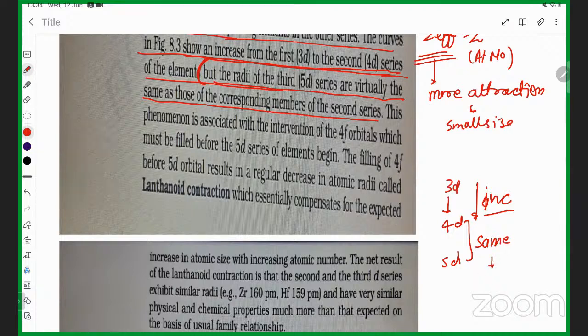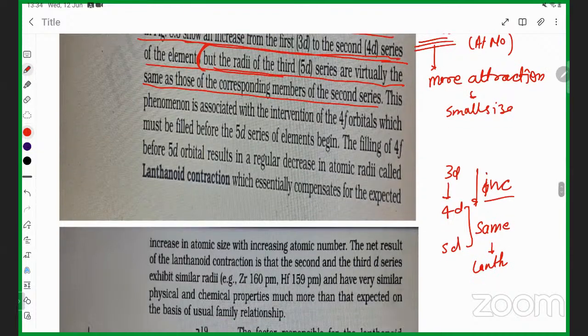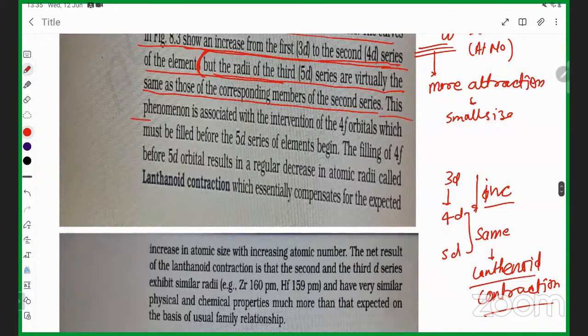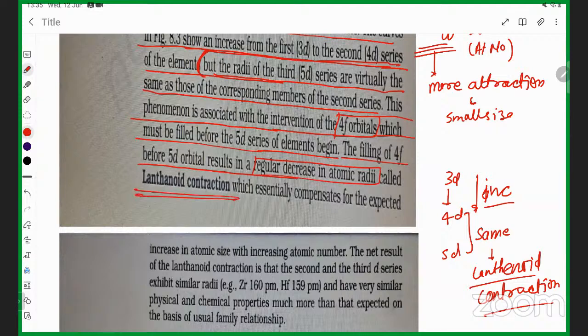The reason is the lanthanoid contraction. What is lanthanoid contraction? F orbitals do not cause an effective shielding effect. So with little shielding, the nuclear charge increases, which means more attraction, and more attraction means small size. This phenomenon is associated with the intervention of the 4f orbitals, which must be filled before the 5d series of elements begins. The filling of 4f before 5d results in a regular decrease in atomic radii called the lanthanoid contraction.